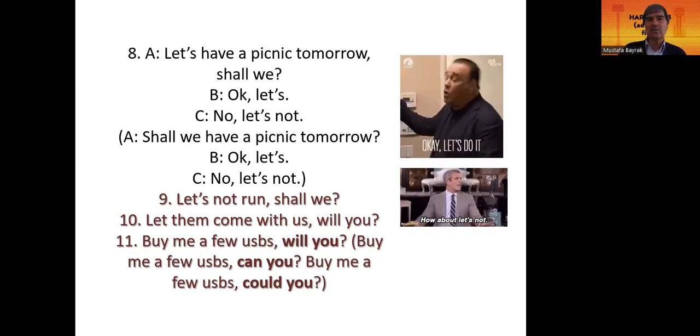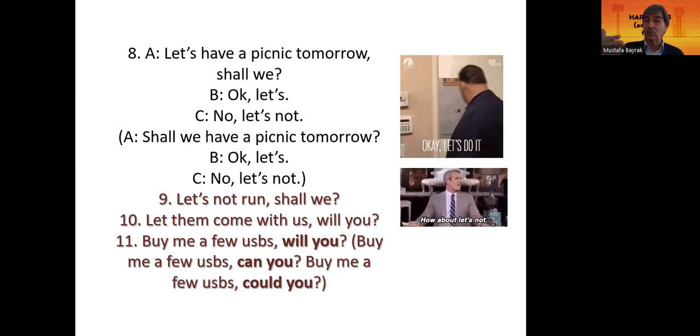Yes, we shall have a picnic tomorrow means just like saying we will have, we are going to have a picnic tomorrow. But when it comes to tag questions, this is the best way. Let's have a picnic tomorrow. Shall we? Okay, let's. Or no, let's not is also possible if you don't accept the request or invitation. Shall we have a picnic tomorrow? Okay, let's. No, let's not. Yes, it's clear now. Let's not run. Shall we?